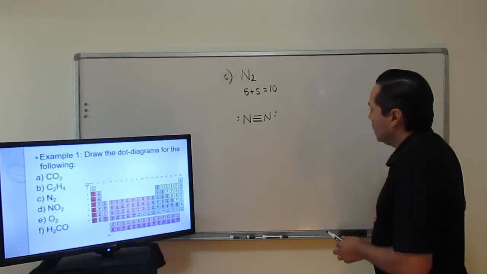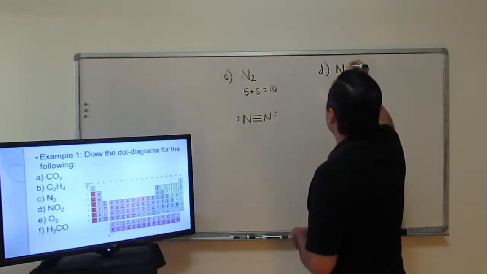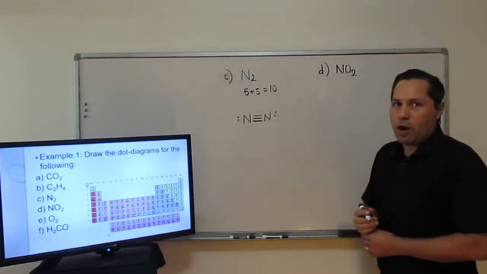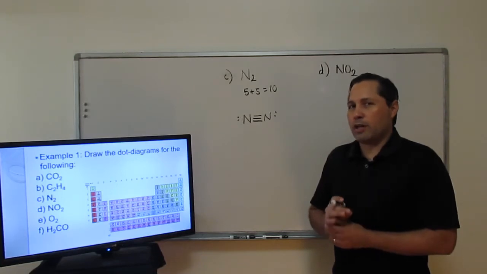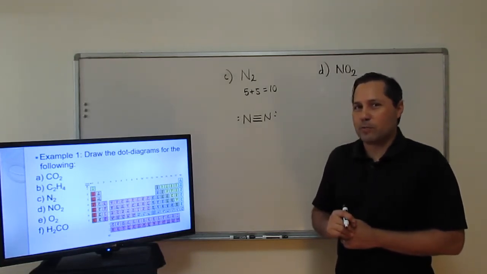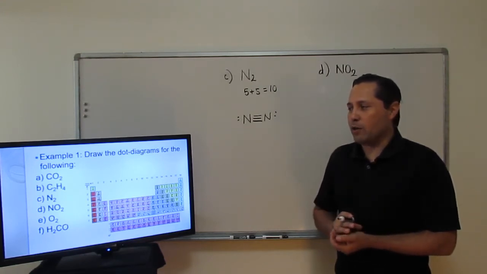And in letter D, nitrogen dioxide, we're going to go ahead and take a look at this one. And nitrogen dioxide, I mentioned that nitrogen does have exceptions. Nitrogen is a little bit of a strange atom, so you're going to see an exception for NO2.